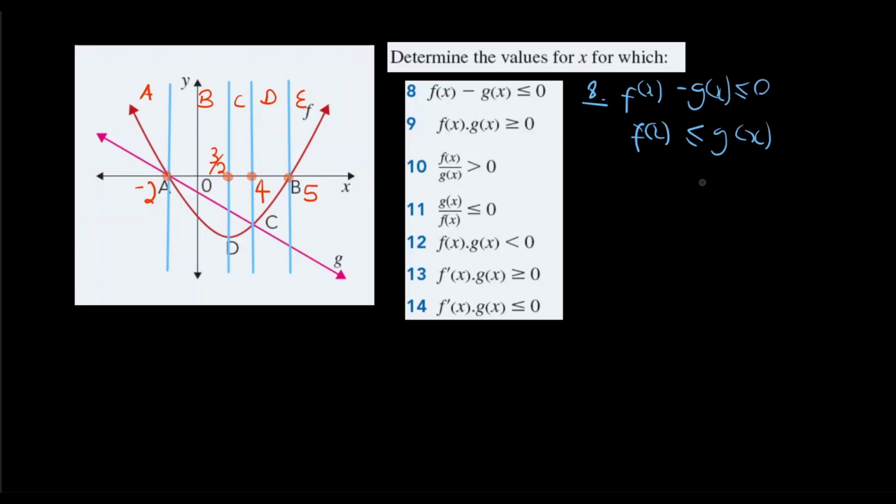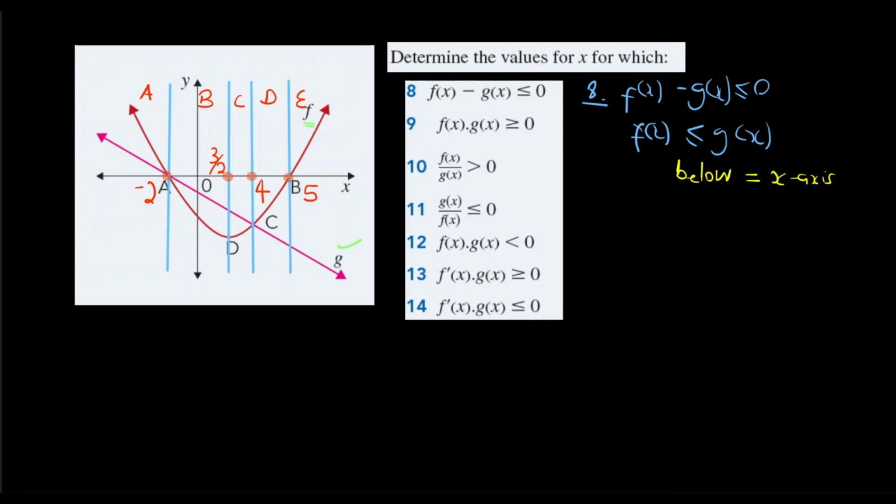And remember, if something is less than, it means that where is f of x below and equal to, or we can say below and intersecting, because the equals to means intersecting or equals to. Where is the graph of f below the graph of g? The graph of f is the parabola, and the graph of g is the straight line. So where is the parabola below the straight line?